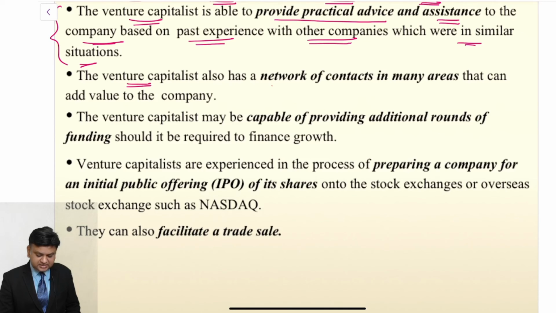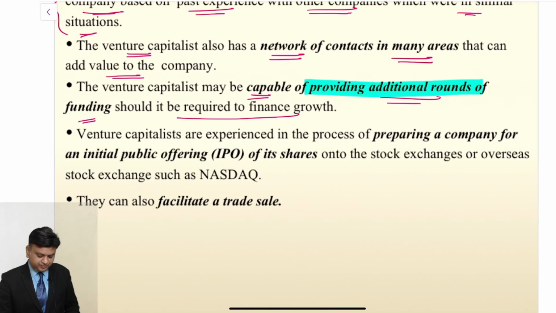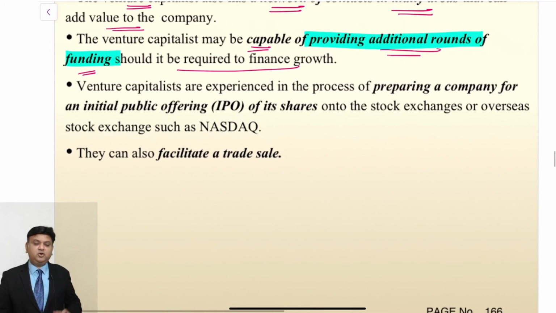Venture capitalist has a network of contacts in many areas that can add value to the company. It may be capable of providing an additional round of funding should it be required for financing growth. You have already reached a certain level, and now for further growth, further expansion, or acquisition of a competitor, you require funds. In that case, the venture capital can provide you further funds. This is one of the additional advantages, and you have already established trust with the venture capitalists, because you have already grown to a certain stage.